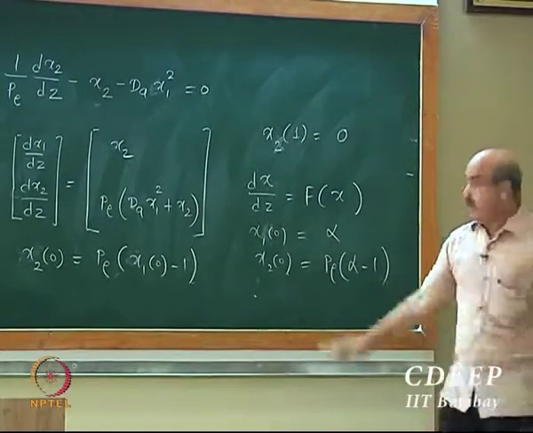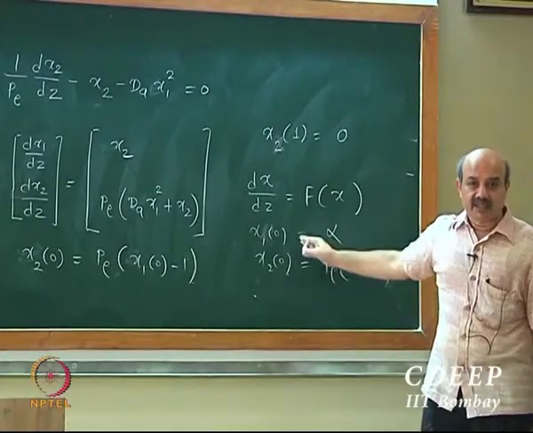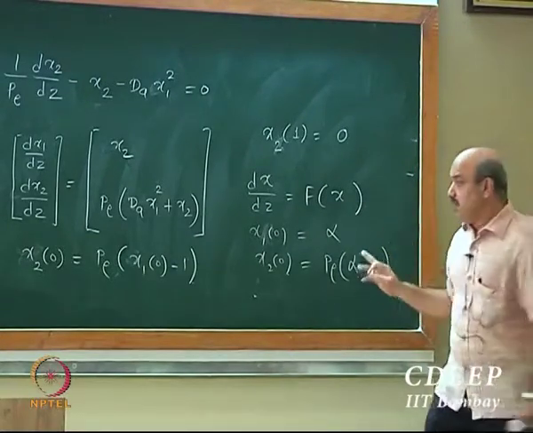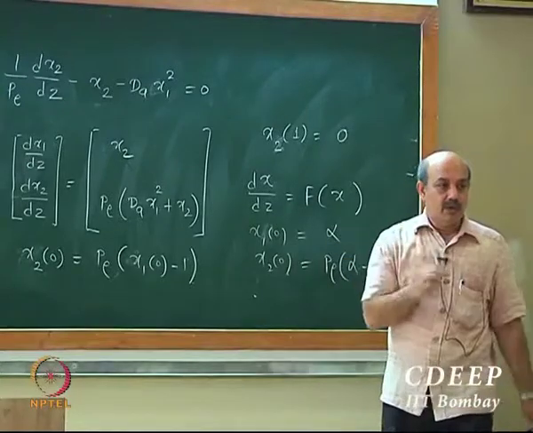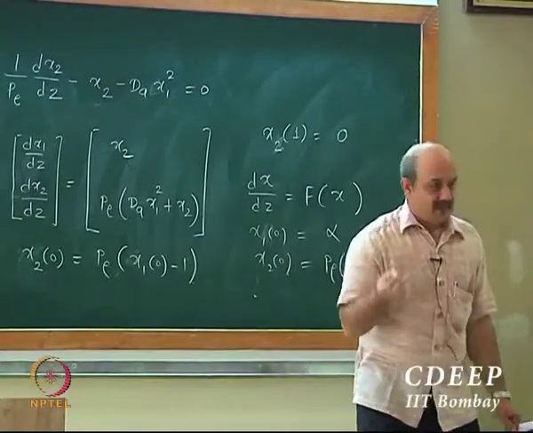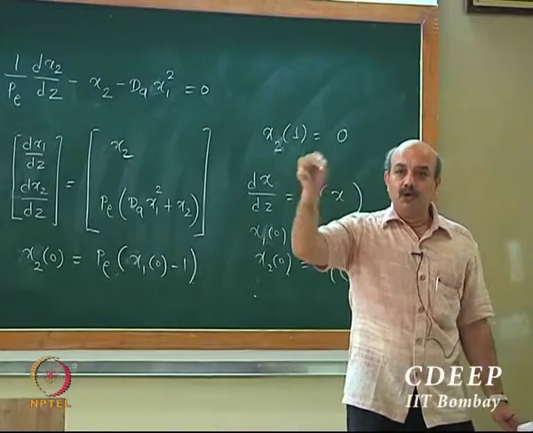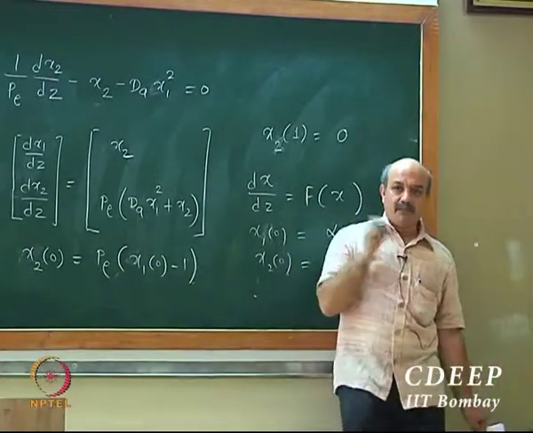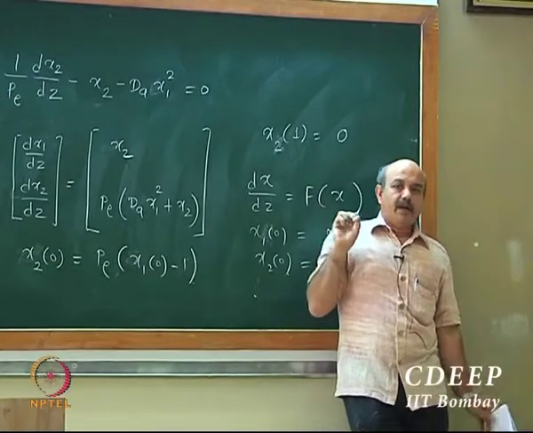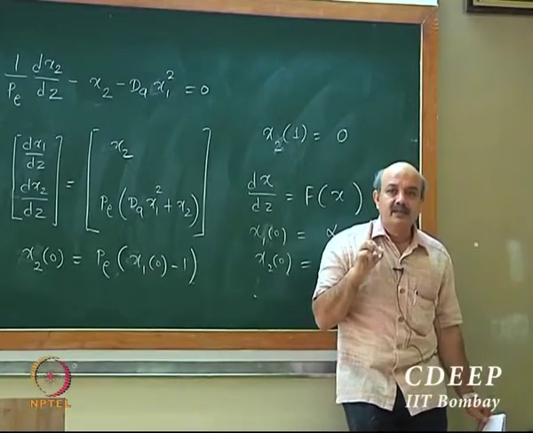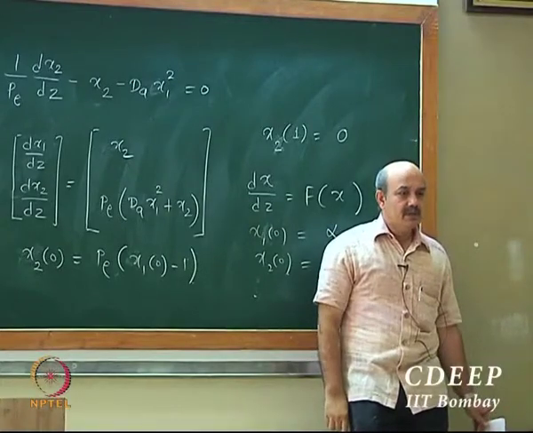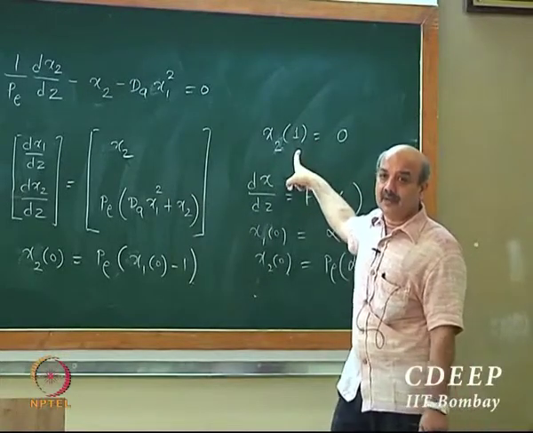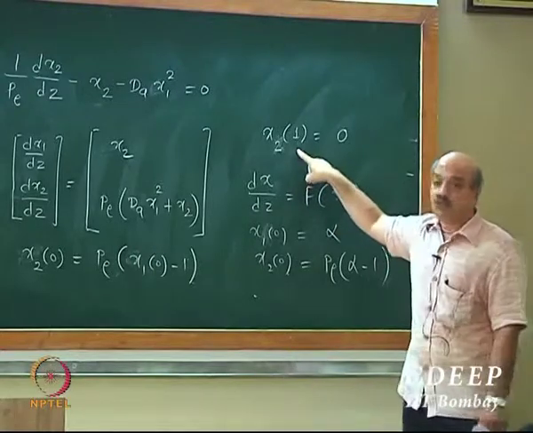Now this is a differential equation with two initial conditions specified. I can start marching in space. Now, not in time, I am marching in space. So, I go from z equal to 0, using say Euler method, I start marching from z equal to 0 to z equal to 1. If my guess alpha is correct, what should happen? This condition should be satisfied. That is, x2 1 should be equal to 0.